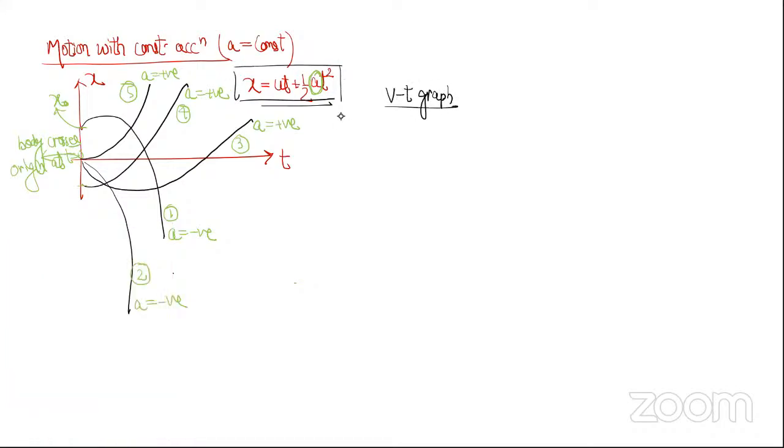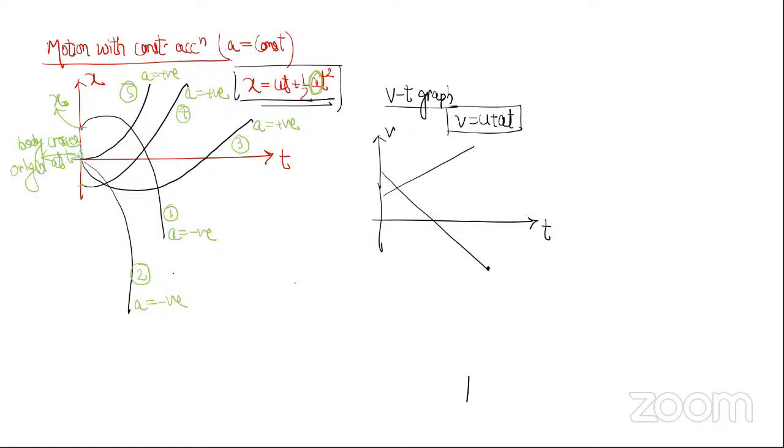Achha, tell me, what is the formula for V in the VT graph? V equals U plus at, isn't it? So U plus at, how will this look? Straight line? So this line will be a straight line. Velocity is increasing like this. All these graphs are possible. So here this will be a parabola. All these graphs are called parabola. This will be a straight line.